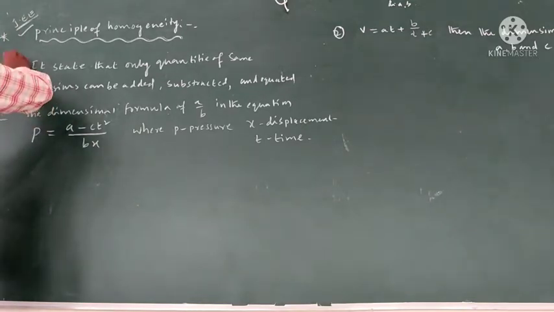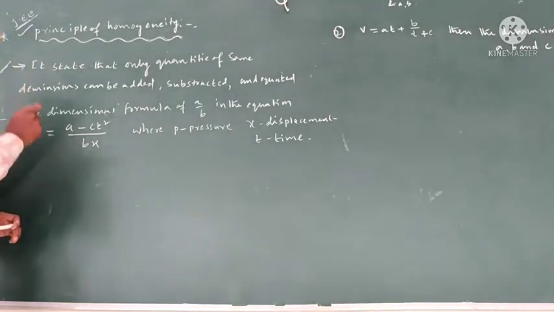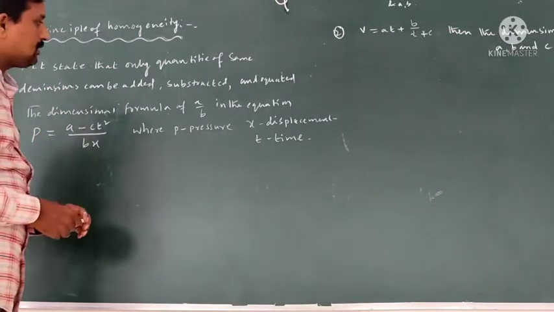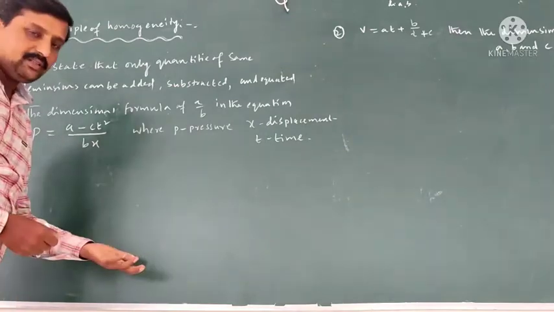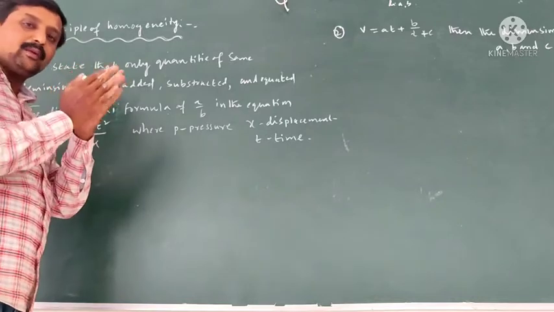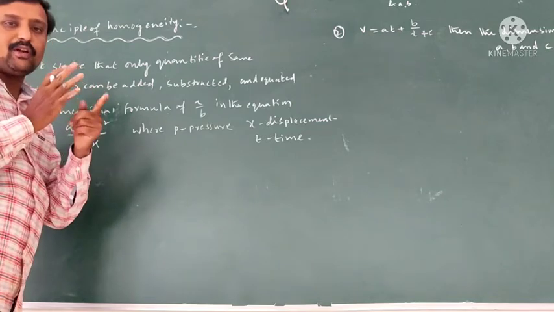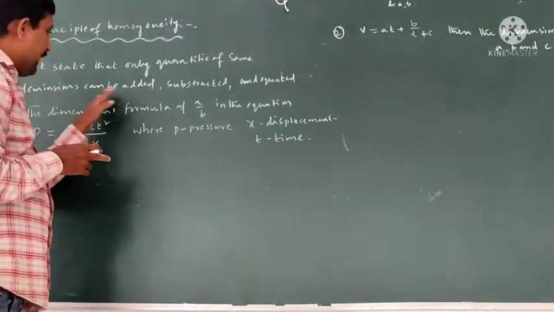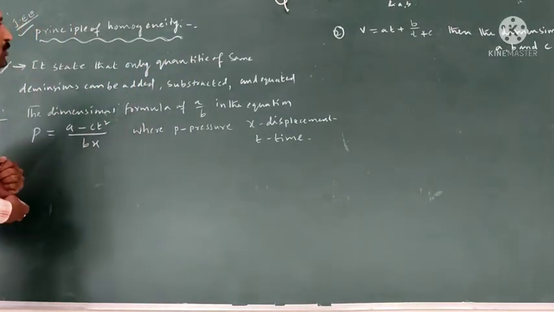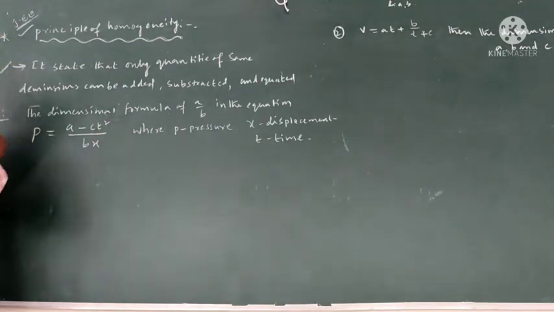According to the principle of homogeneity, only quantities having the same dimensions can be added, subtracted and equated. That means same dimension quantities can be added or subtracted or equated. This is called the principle of homogeneity. Based on it, you can solve some problems.